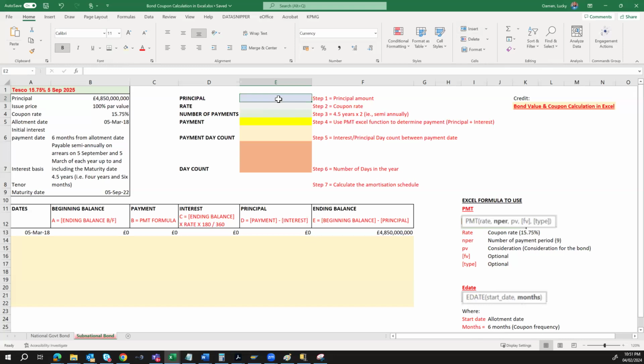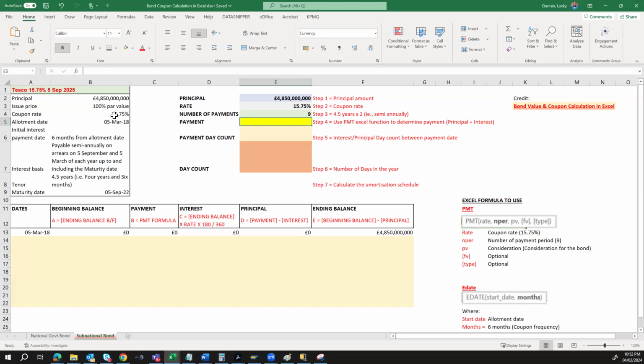So our principal will be the actual principal amount, which is the 4.85 billion. Then our rate, of course, is the coupon rate, no changes to that, 15.75%. Number of payments, right? Since we're paying semi-annually and we have 4.5 years, the number of payments will be 4.5 multiplied by 2. So I'll come in here and say equals 4.5 multiplied by 2, which means that your company is going to receive 9 installment payments from the bond issuer. This point is very important to help you track your cash flows.